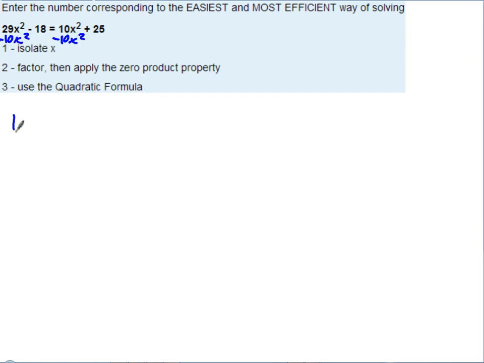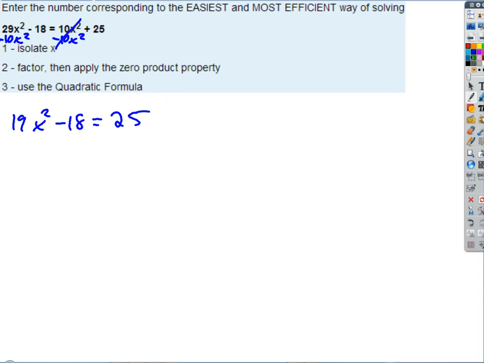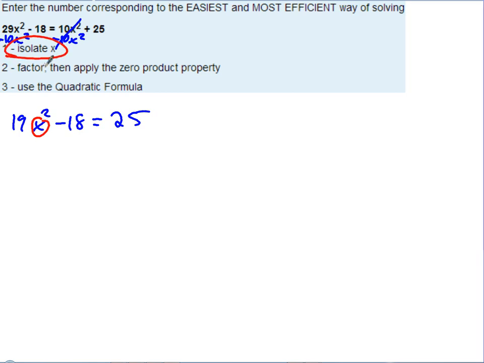And if I do that, I'm going to get 19x squared minus 18 equals 25. Agreed? Now I can point to a single x, and so that's telling me isolate, right? What would the steps be to isolate it? First I would add 18. Good, that would get rid of this guy. Then I would divide by 19, and then square root, and I'd have it, right? Good. All right. You guys get it.